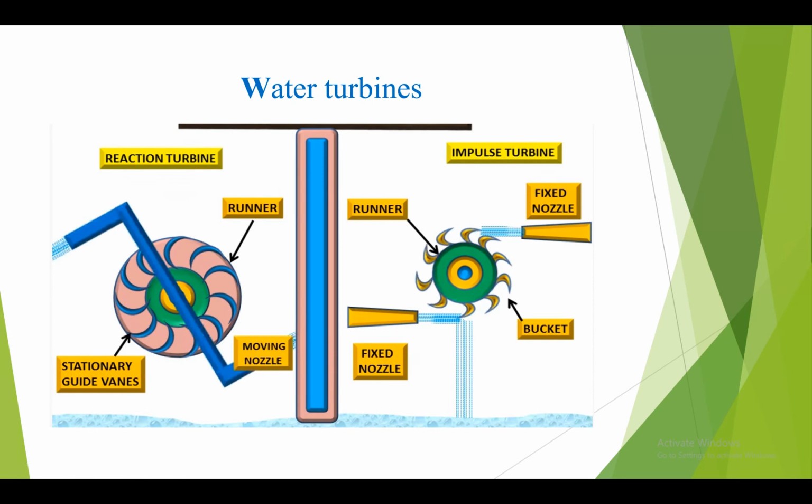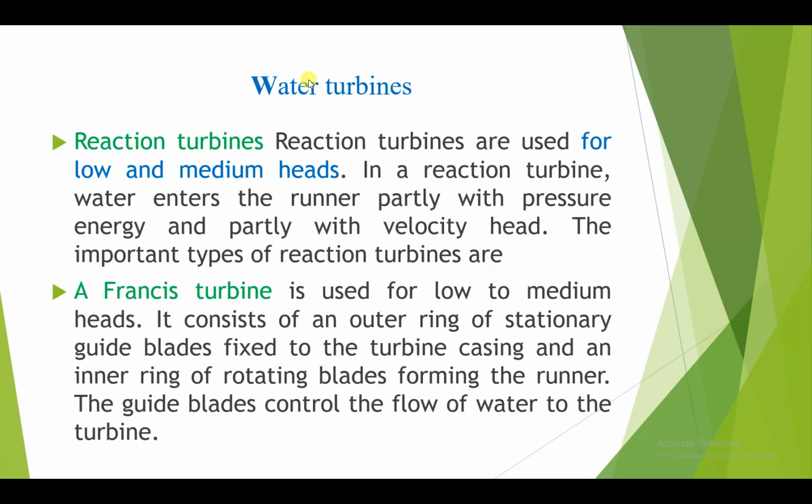And now let us see how a reaction turbine works. Reaction turbines are used for low and medium head. As we see that impulse turbines are used for high head, reaction turbines are used for low and medium head. In reaction turbine, water enters the runner partially with the pressure energy and partially with the velocity head. The first important type is the Francis turbine, which is used for low to medium head, and it consists of an outer ring of stationary guide blades fixed to the turbine casing and an inner ring of rotating blades forming the runner. The guide blades control the flow of water to the turbines.